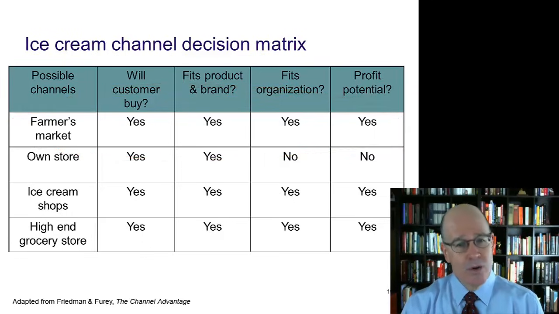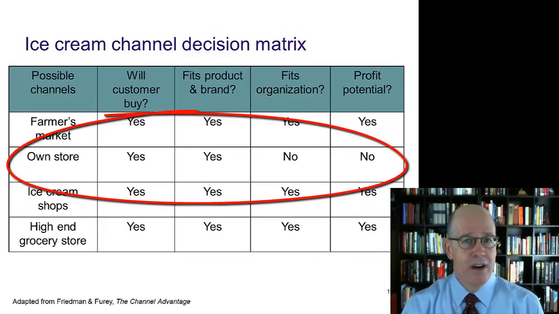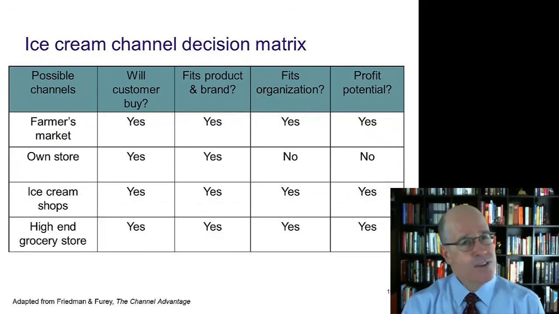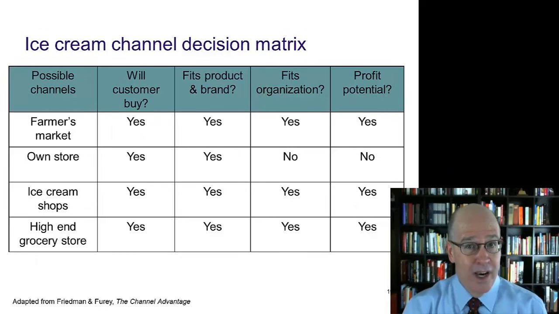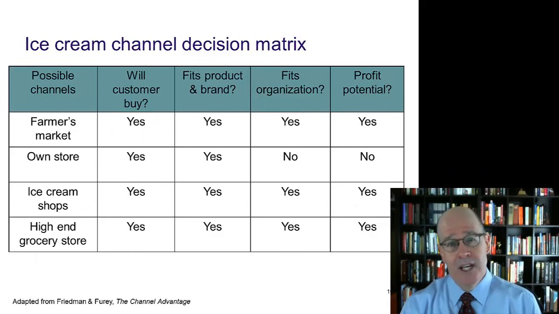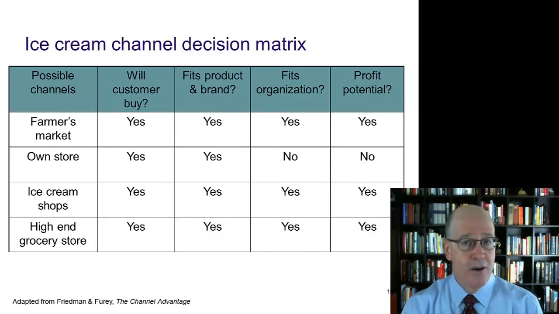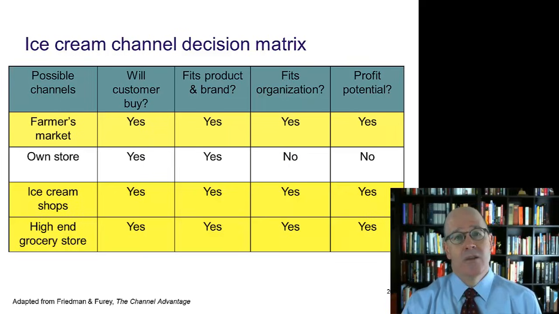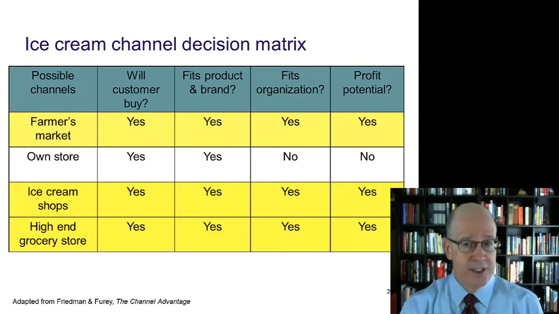For our own store, however, will customers buy there? I've answered yes. Does it fit our high-end positioning for our brand? Yes. Does it fit our organization? I've said no. We don't know anything about running our own ice cream store. And then finally, profit potential: because of the high fixed costs, it might not be a good fit for where we are right now. There might be a better way for us to use our capital. So the rows highlighted in yellow are the ones where I've been able to answer yes to the 4 questions. This gives us an indication of where we should go with our channel strategy.